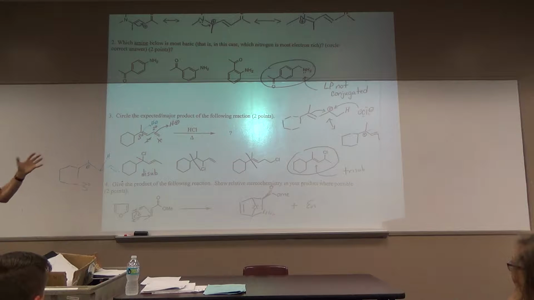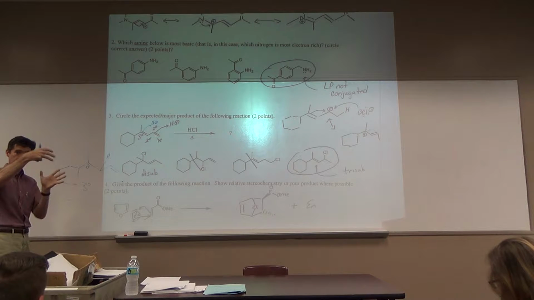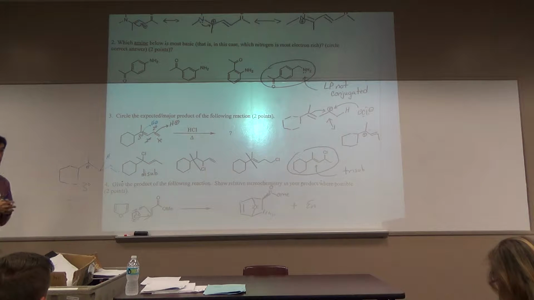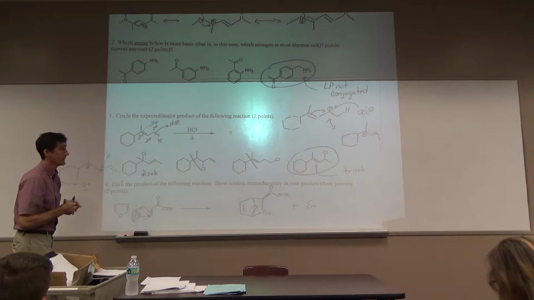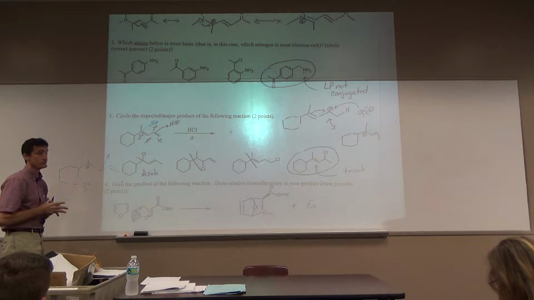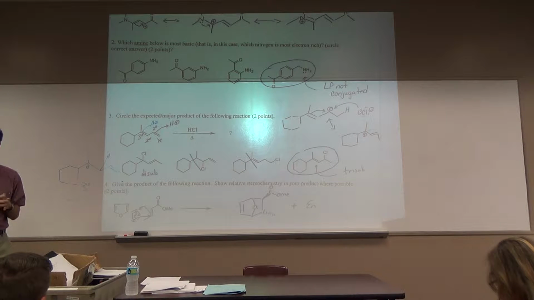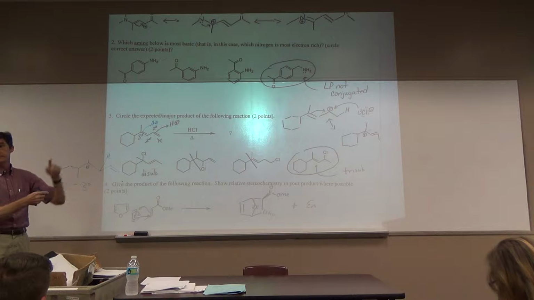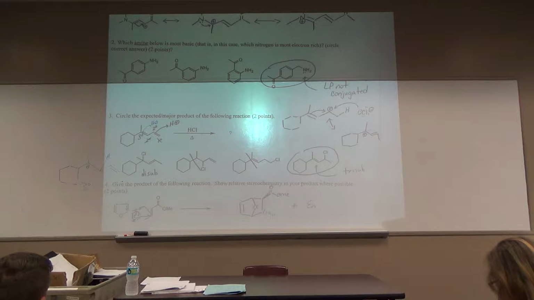By the way, if you did this cold, what would be the product? Kinetic, fast. 1,2. Be the same product if you did it cold. Cold is always 1,2 because 1,2 is faster attack because it's there. Okay. 1,4 is slower. Heat gives the most stable. Which one's most stable on the end? One on the right. Questions?